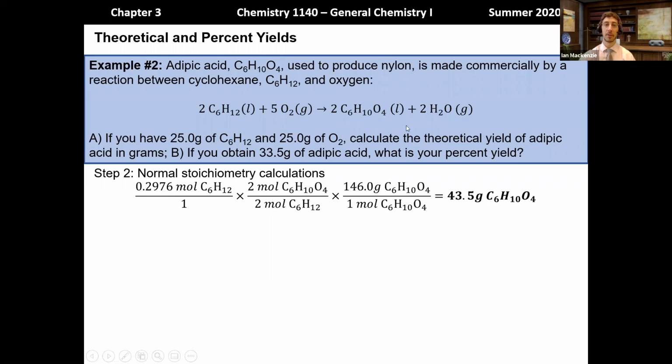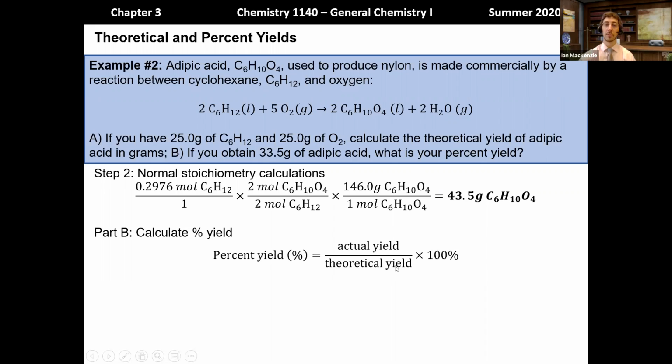Okay, so we answered part A. We figured out the theoretical yield of adipic acid in grams. Part B, we have an actual yield. We obtained 33.5 grams of adipic acid. That's my actual yield. So what's the percent yield? Well, the percent yield is simply the actual yield divided by the theoretical yield times 100%. So I simply take 33.5 grams divided by 43.5 grams, multiply by 100%, and I come out with a percent yield of 77.0%. And this is how we use limiting reagents to help us really keep track of mass in a chemical reaction.